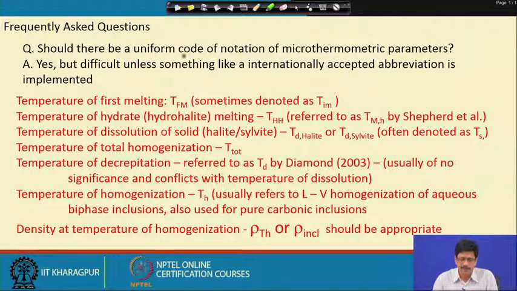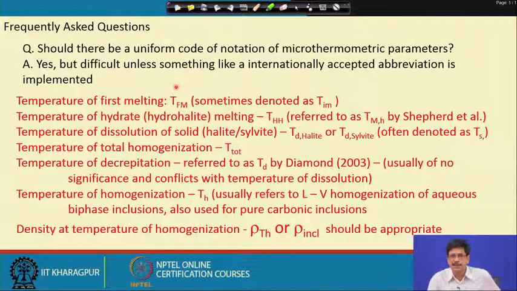So, should there be a uniform code of notation of microthermometric parameters? The answer could be yes, but the difficulty lies in that some kind of an agreement has to be made, or an internationally acceptable abbreviation has to be implemented for that. And as of now, no such agreement has been reached. So, that is why sometimes some kind of mismatch is observed.